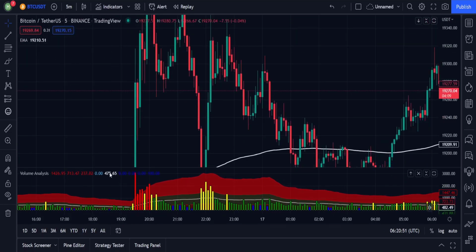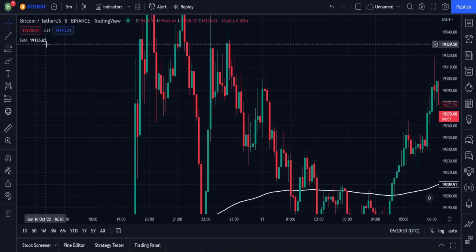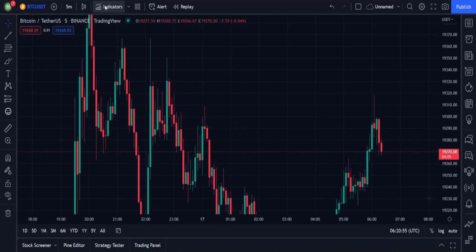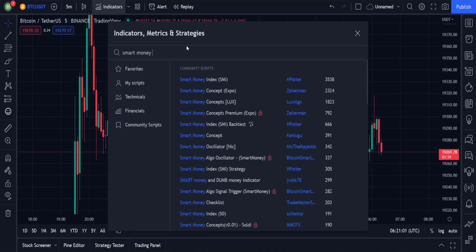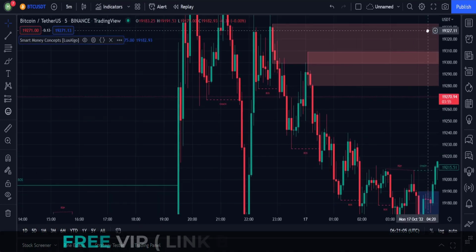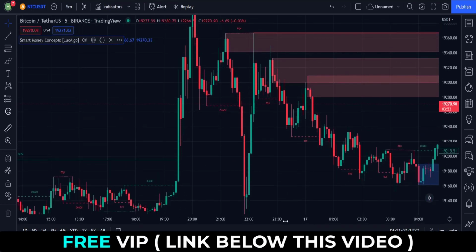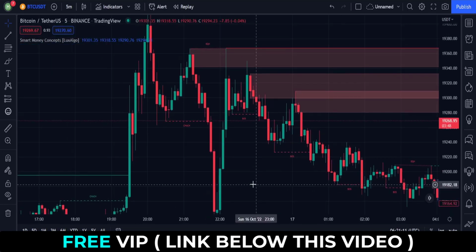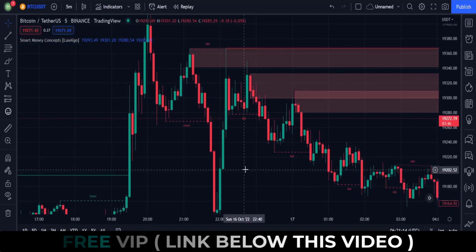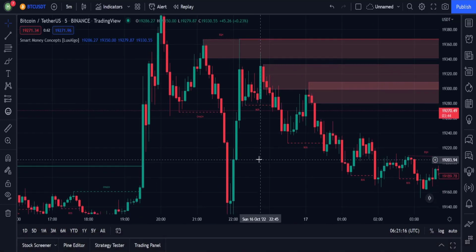So in order to build our setup, we first need to click on the Indicators tab and search for the first indicator, which is called the Smart Money Concepts. It's going to be this indicator by Lux Algo. This all-in-one indicator displays real-time market structure, order blocks, premium and discount zones, equal highs and lows, and much more. This indicator is similar to the fair value gap script. However, it does have much more features.